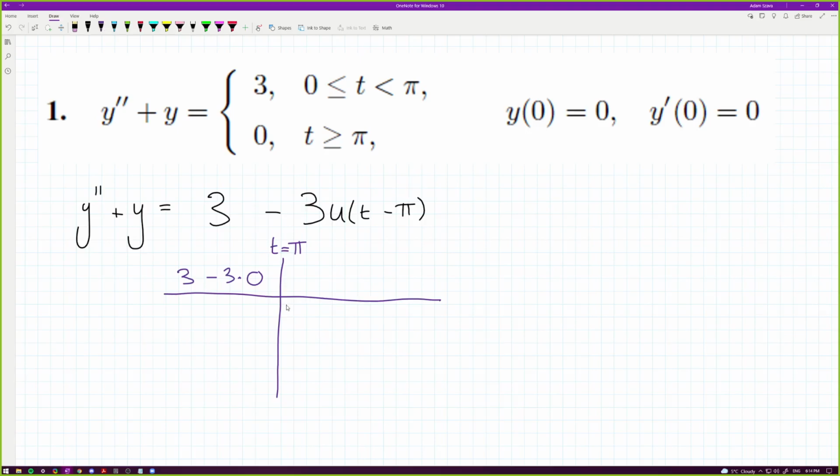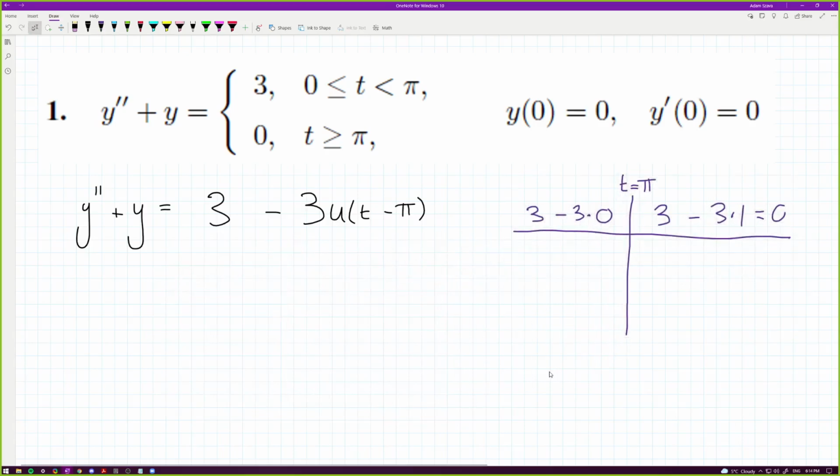Oh, okay, yeah. So it's at the value of 3, and then after pi it drops down to 0. 3 minus 3 times 1, which is 0. Right? Yeah. Okay. After pi. And so that's how I like to think about it, instead of using formulas, because I think it makes more sense to think about it like this. I didn't need to make that whole axis there. There you go. Does that make sense?